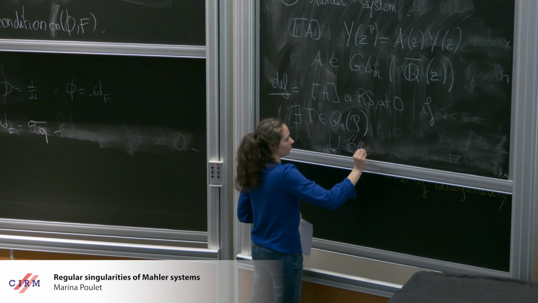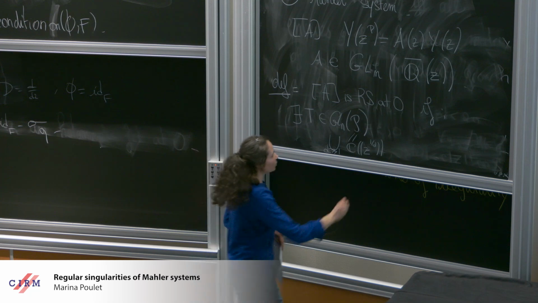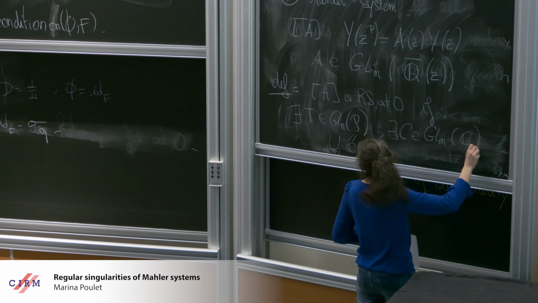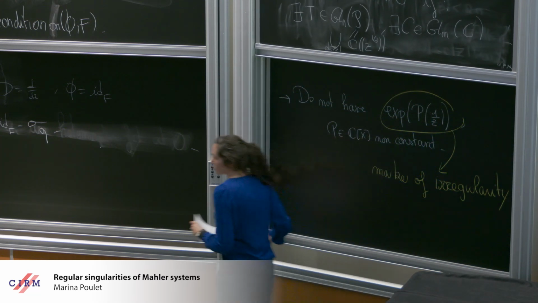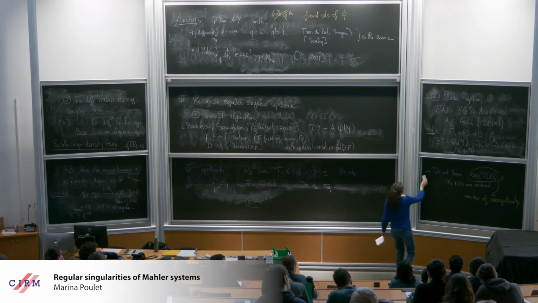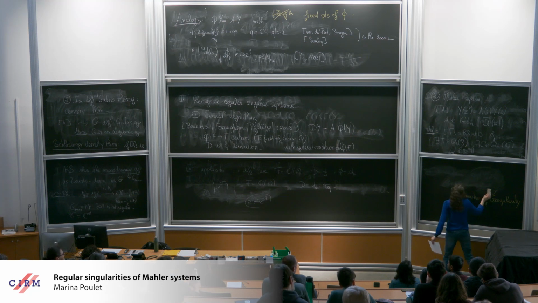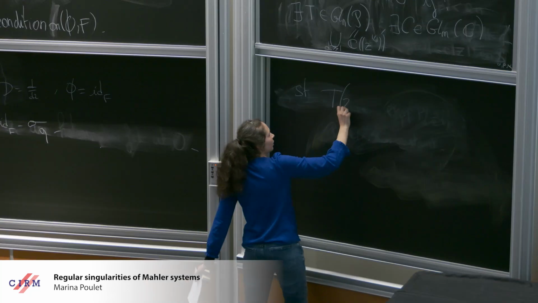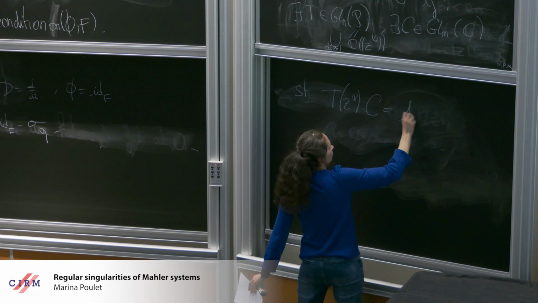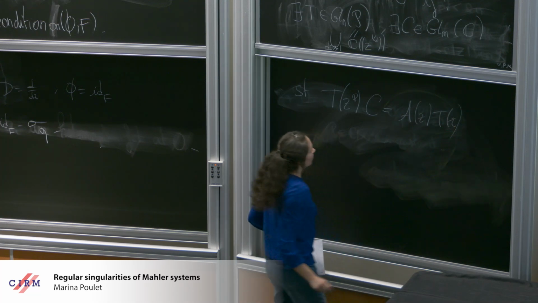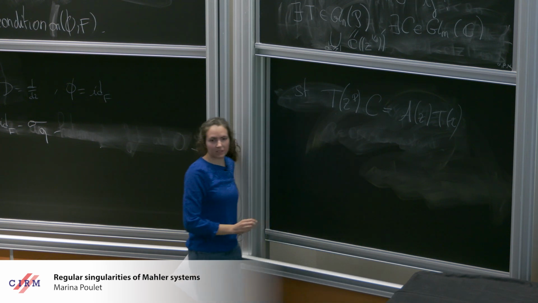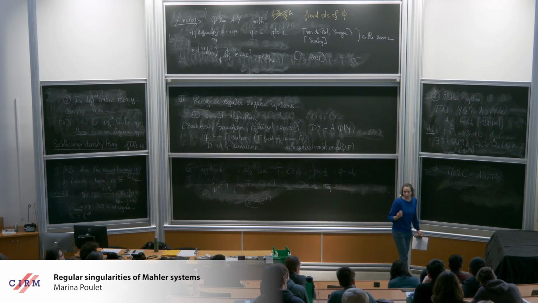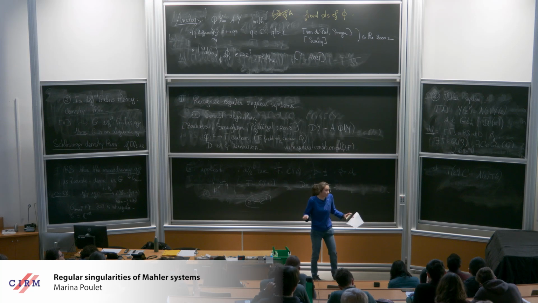Such that, and a constant matrix C, such that you have this equality. So here, the unknowns are T and C, and the question is, are we able to construct such a T and such a C satisfying this equality? If it is the case, your system is regular singular at 0. If it's not the case, it will not be.